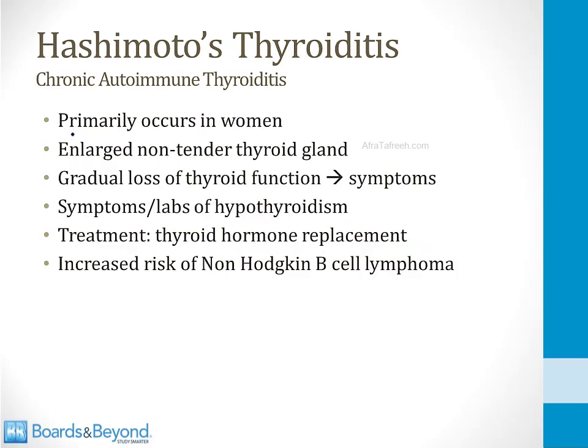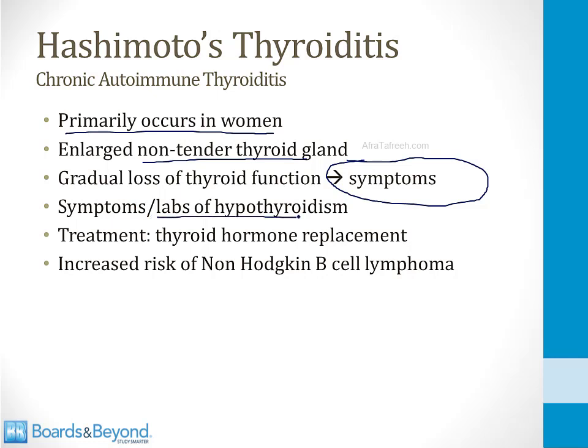Just like most autoimmune disorders, this occurs primarily in women. They develop an enlarged non-tender thyroid gland. Gradually over time they lose thyroid function, and this leads to symptoms of hypothyroidism, and that's how Hashimoto's usually presents, with signs and symptoms of hypothyroidism. If you do a workup, you will find lab findings consistent with hypothyroidism like we talked about before.